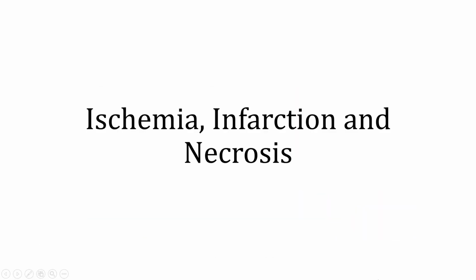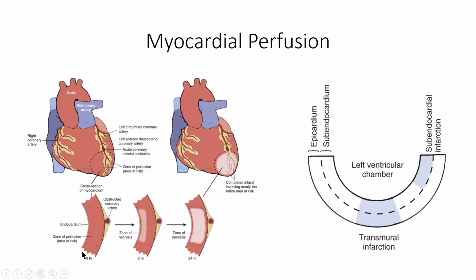It will also be useful for us to review some terminology associated with acute coronary syndromes: ischemia, infarction, and necrosis. The internal lining of the heart, or the endocardium, actually receives nutrients and oxygenation from direct diffusion from blood that is inside of the ventricle itself. The rest of the heart is going to be perfused by the coronary arteries in the form of direct vessel perfusion.